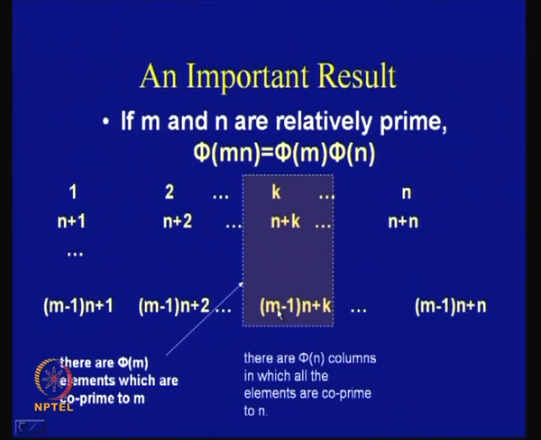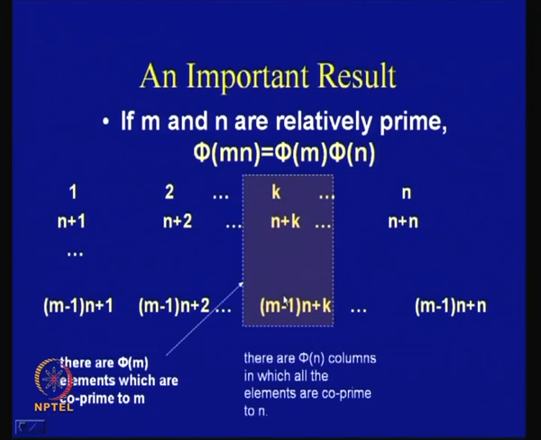So if I am interested in finding out how many of these numbers are co-prime to n, then I need to find those values of k from 1 to n which are co-prime to n. And we know by our previous definition that there are phi n such values from 1 to n. So there are phi n columns in which all the elements are co-prime to n.